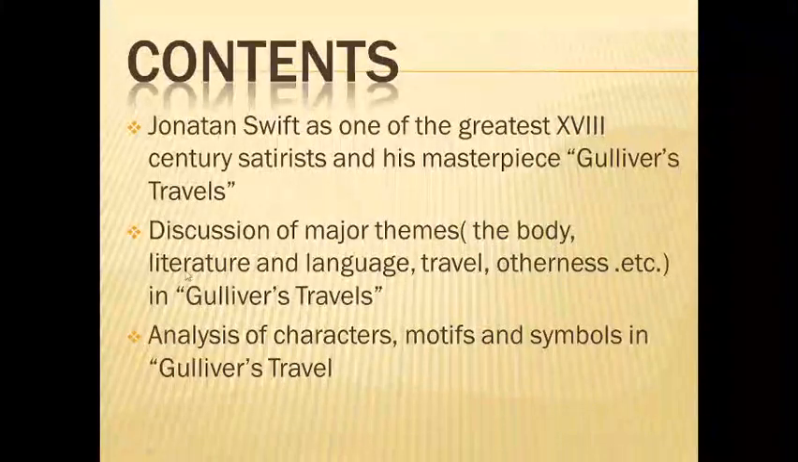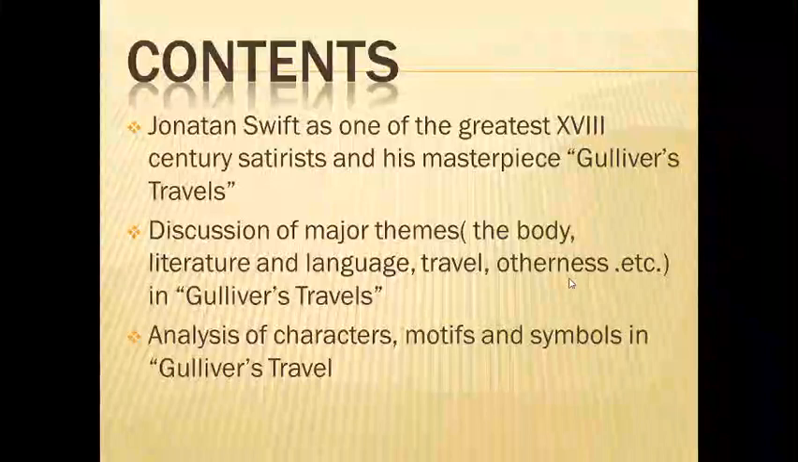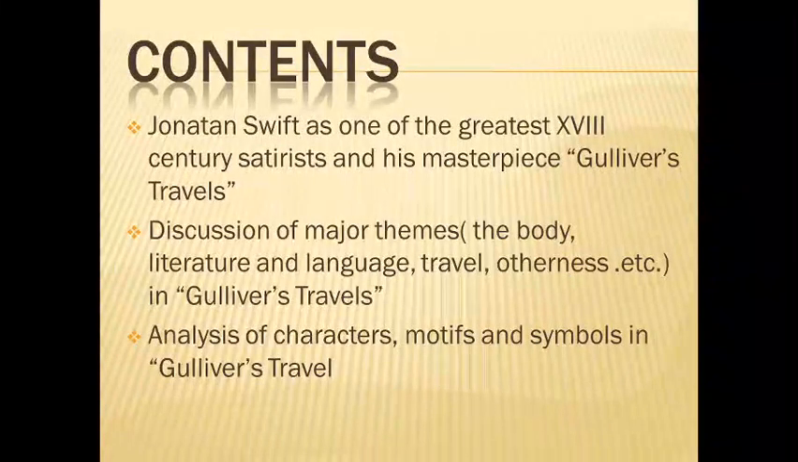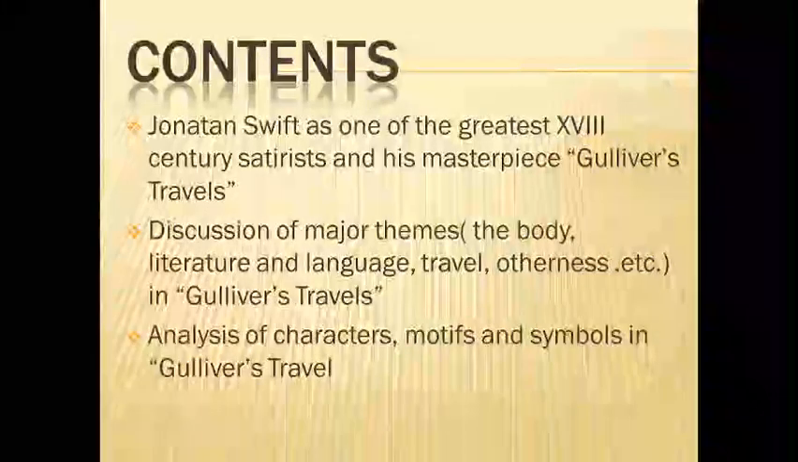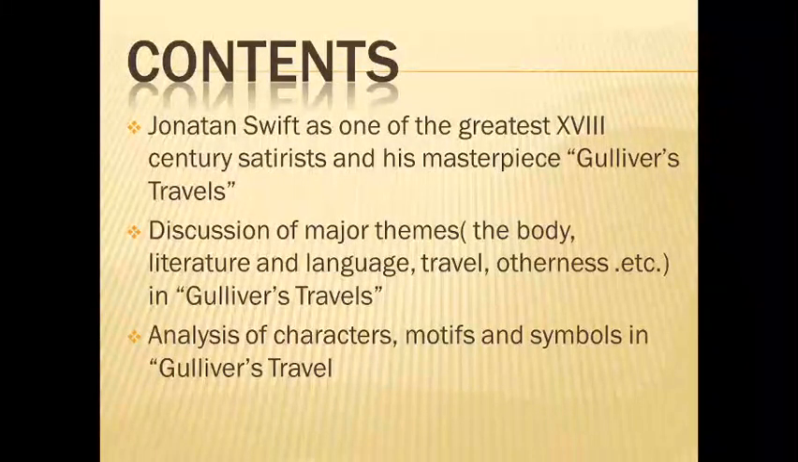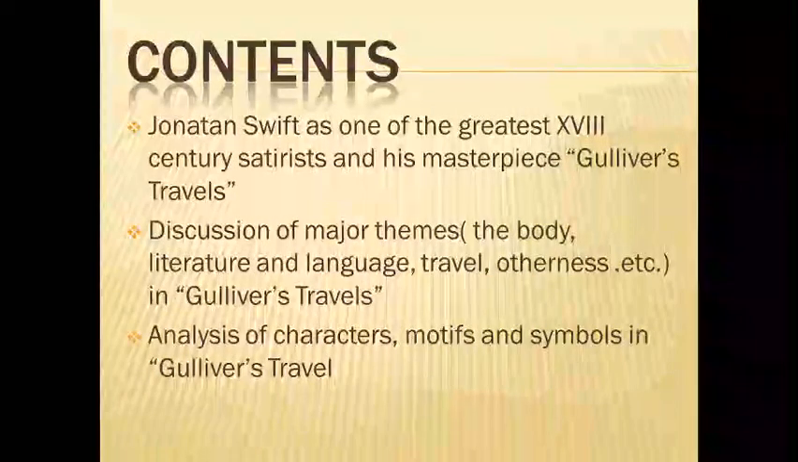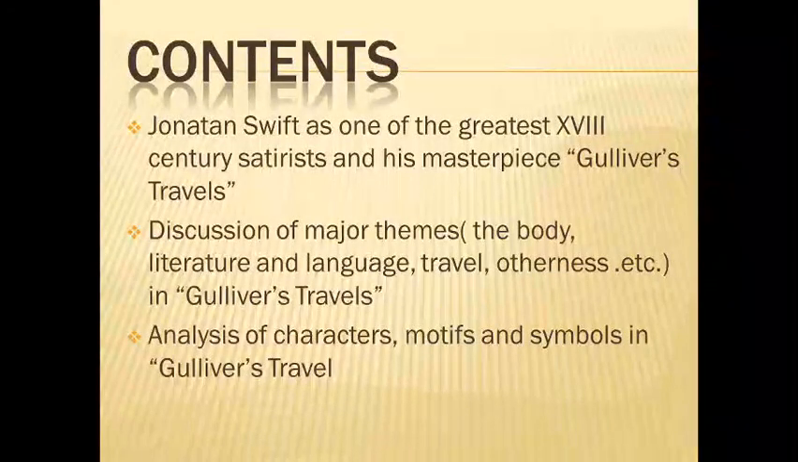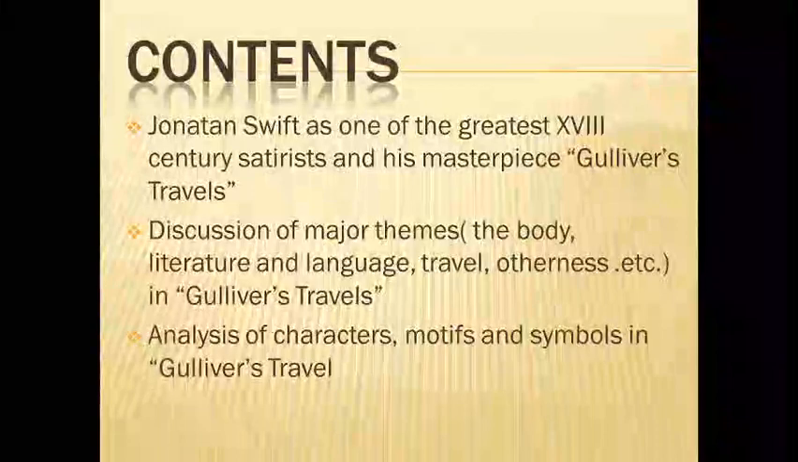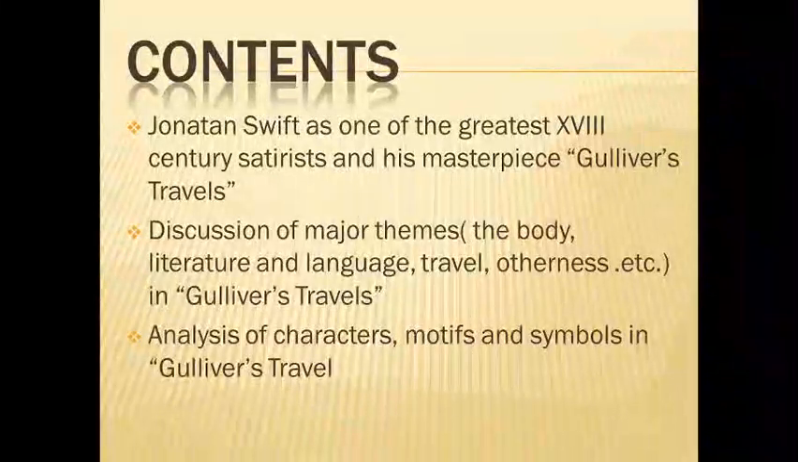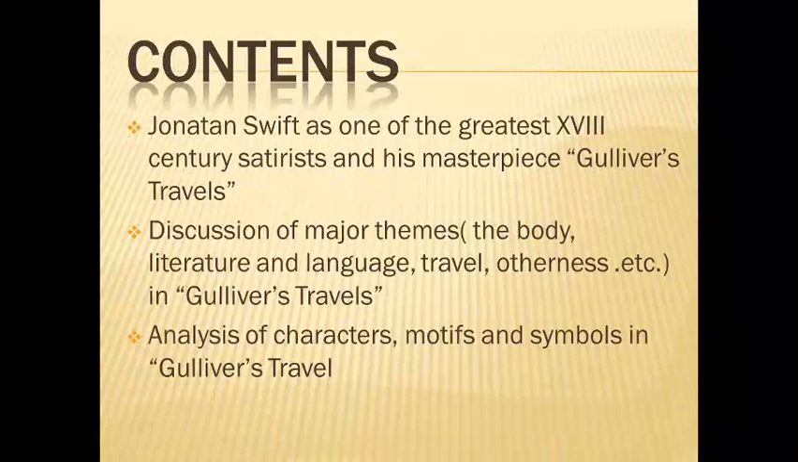So here we have the body, literature and language, travel, otherness, but also the contrast between society and individual, and also the importance of communication between people, between other foreign people. And the third one is analysis of characters, motifs and symbols in Gulliver's Travels. Here we will also analyze the symbols, motifs and characters that are described in this book.